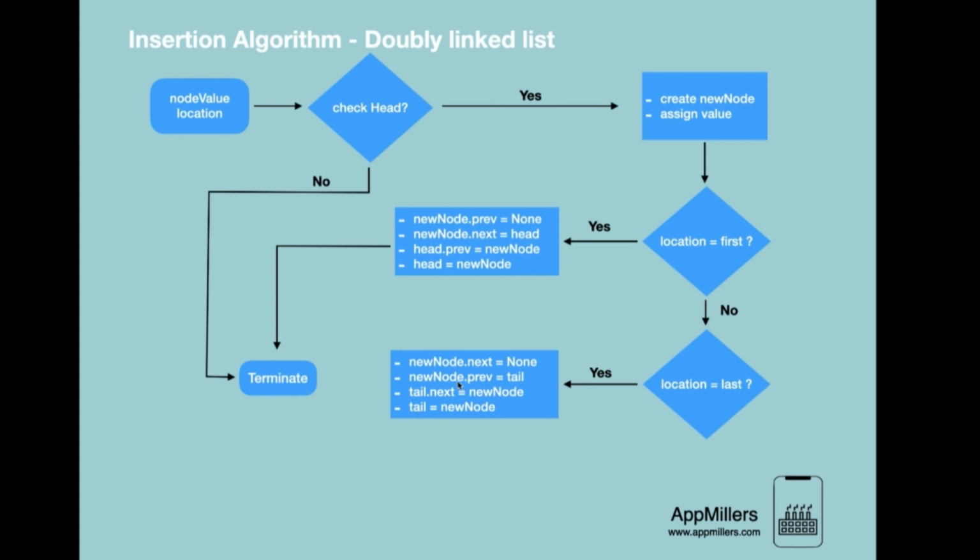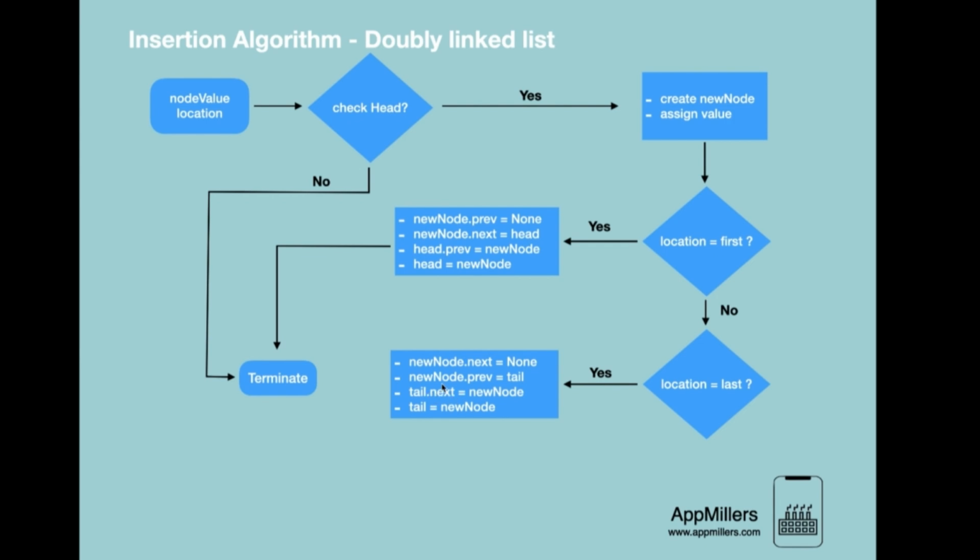Then we need to create a reverse link between this new node and last node. So we know that tail stores the location of last node. So by setting new node's previous node to tail, we are creating a reverse connection between last node and this new node over here. Then we need to create a link between last node and new node.